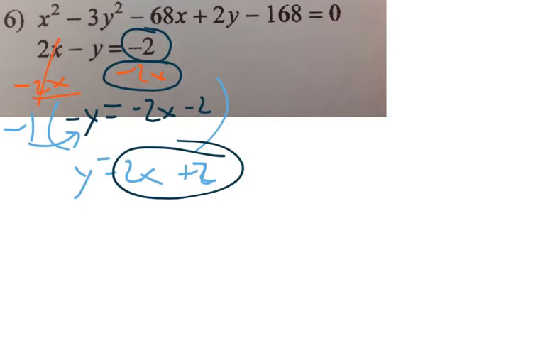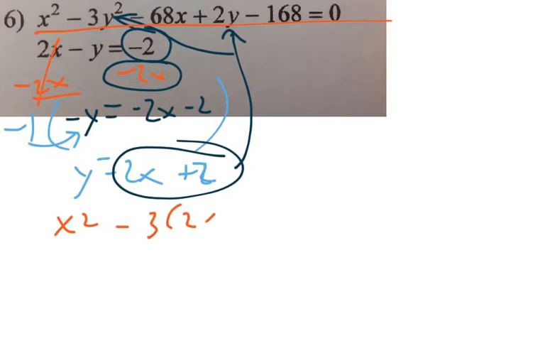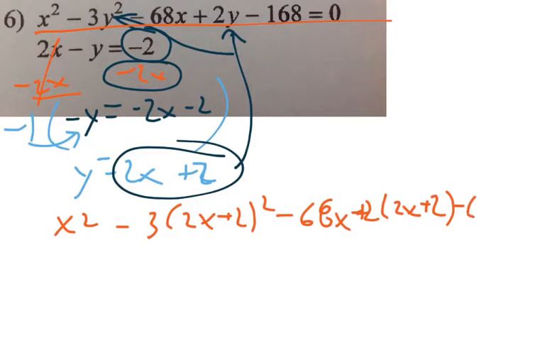Now I can take this and substitute it in for the y's. And that's what I'm going to do next. So here we go. I'm taking the first equation up here, guys: x squared minus 3 times (2x plus 2) squared minus 68 times (2x plus 2) plus 168 equals 0. Again, y is 2x plus 2. A little messy there.